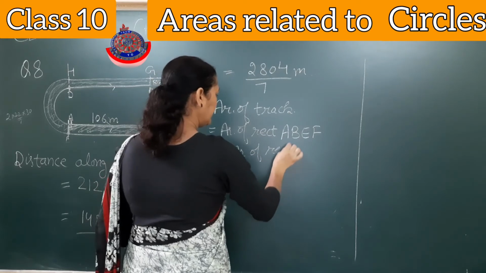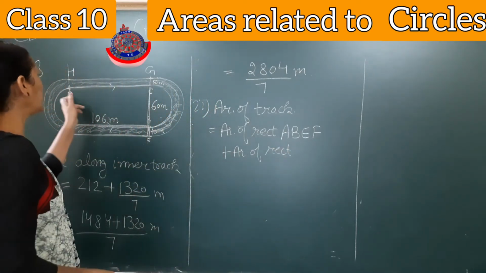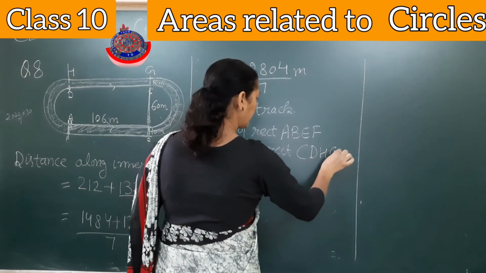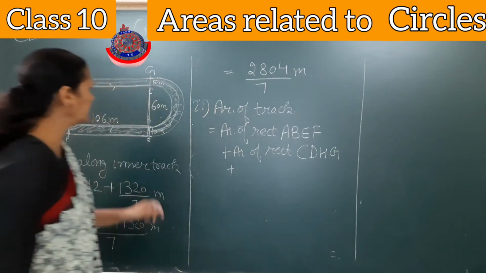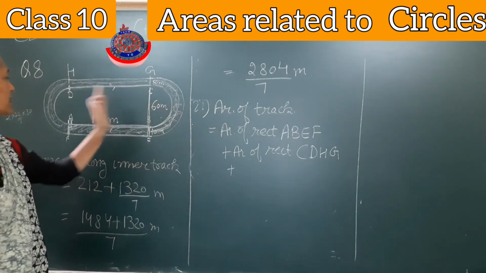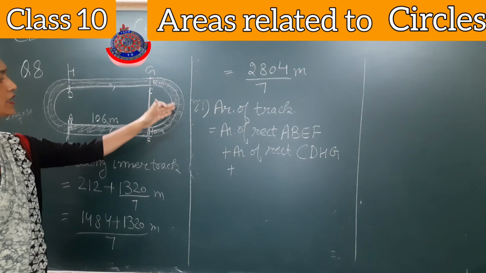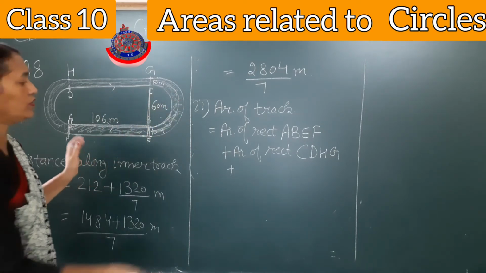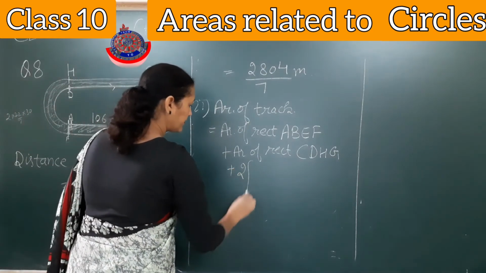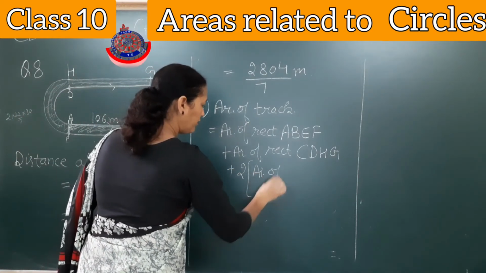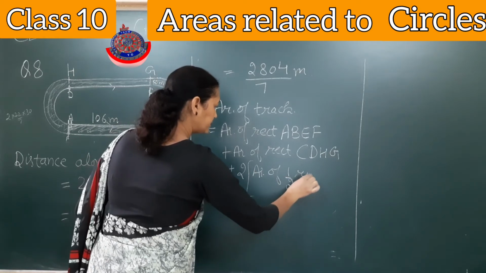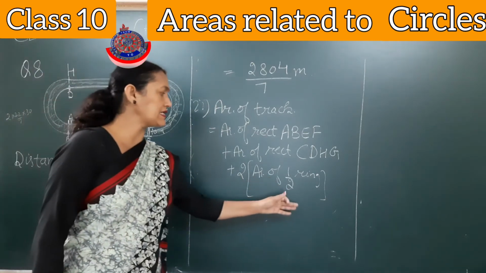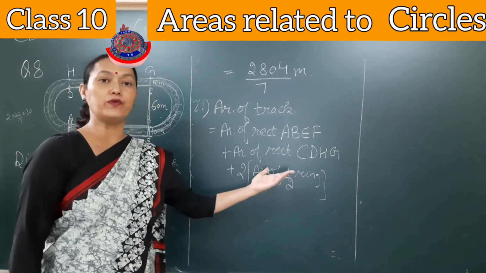area of rectangle CDHG plus 2 times, these are two identical half rings, 2 times half the area of ring. This is half ring. So 2 times area of half ring, so that the 2 and half will get cancelled. We will be saying area of ring only.